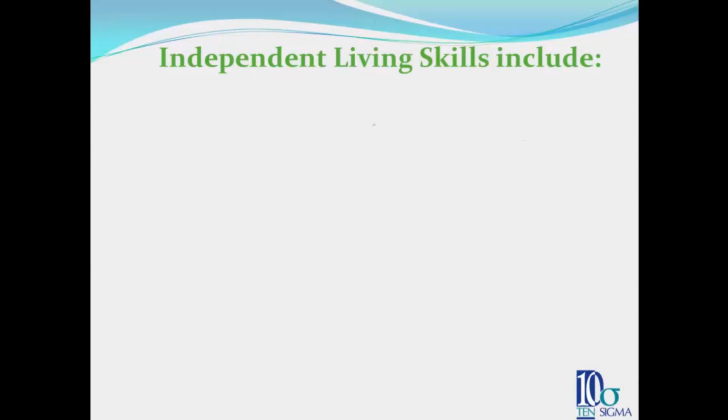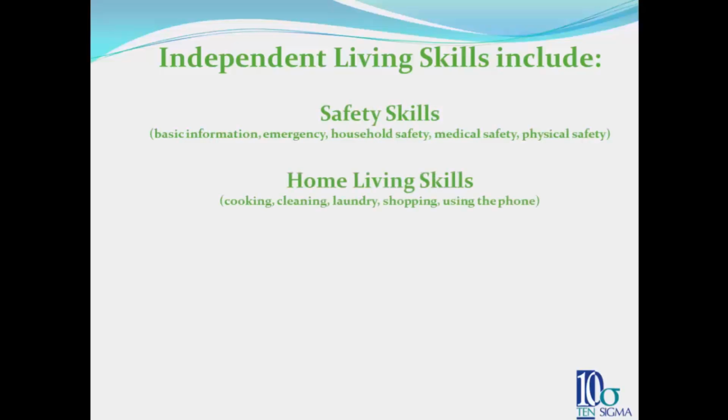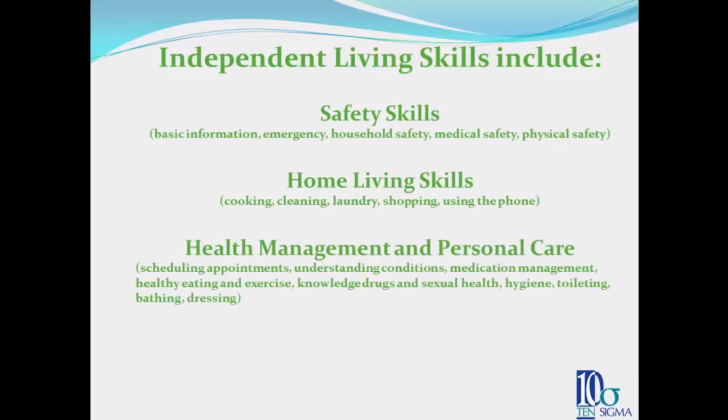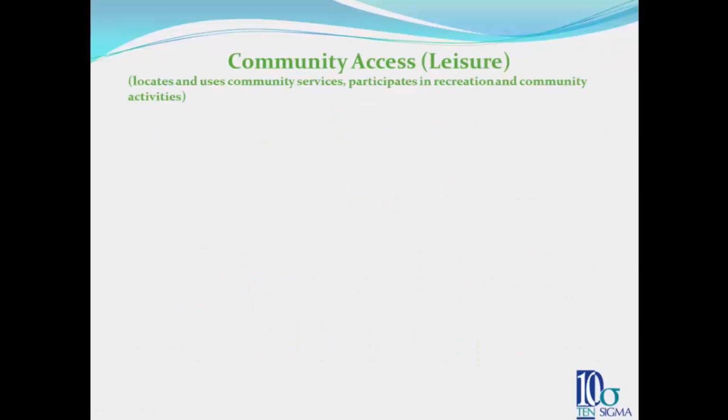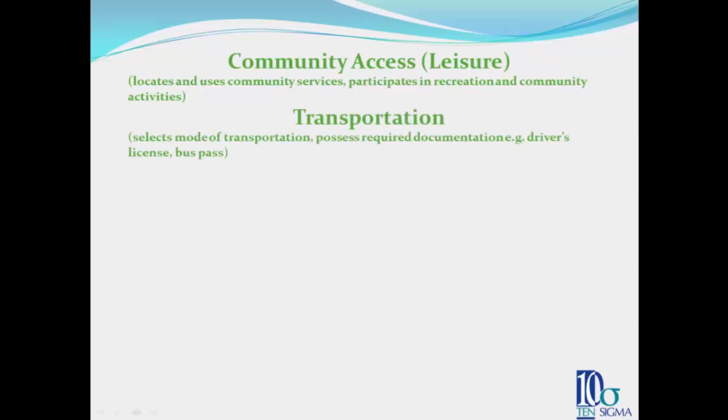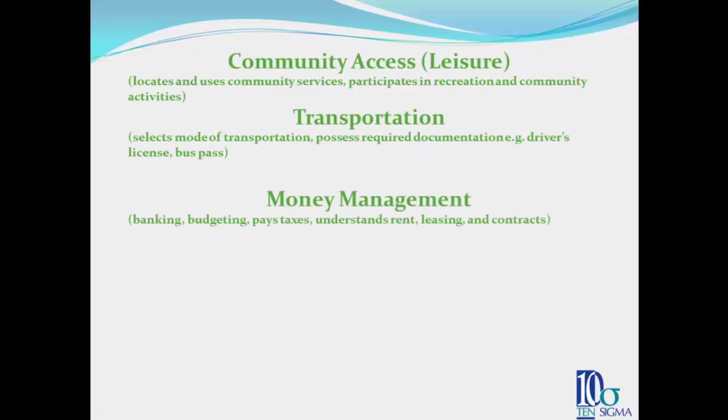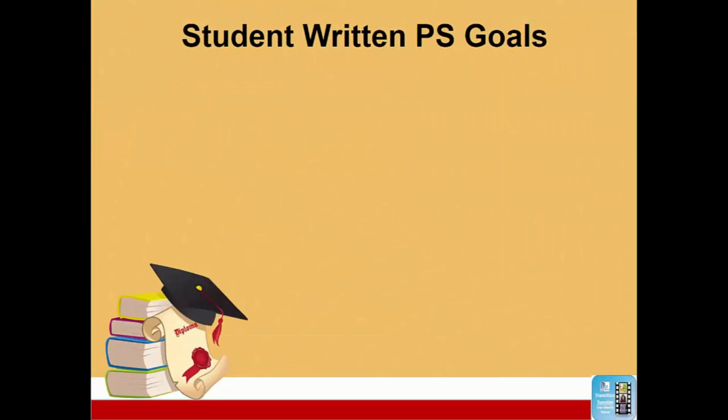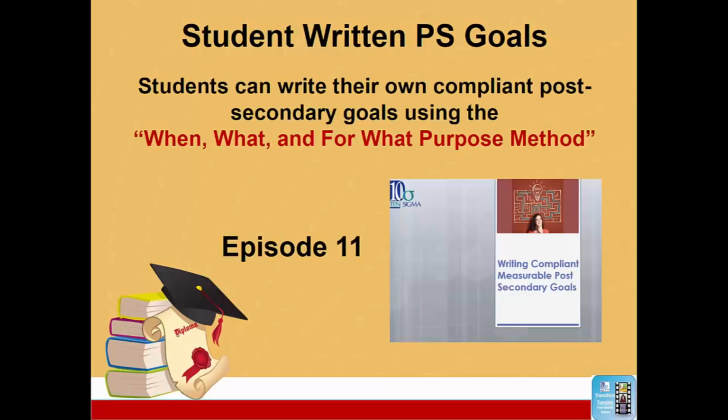Independent living skills include safety skills, home living skills, health management and personal care, social skills, community access, which includes leisure skills, transportation, money management, law and policies, self-advocacy. If the students were given opportunities to explore the 4 categories we just discussed, their strengths, different career categories, post-secondary education options, and independent living skills, they could then be taught to write their own post-secondary goals using the when, what, and for what purpose method.